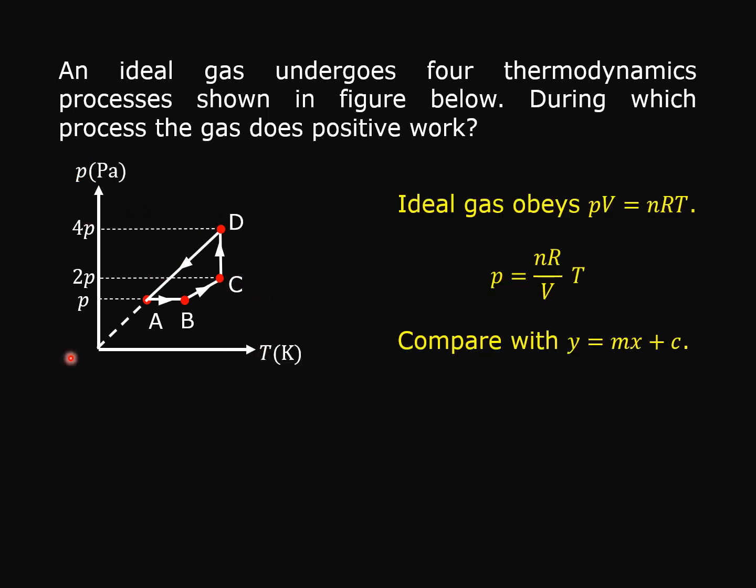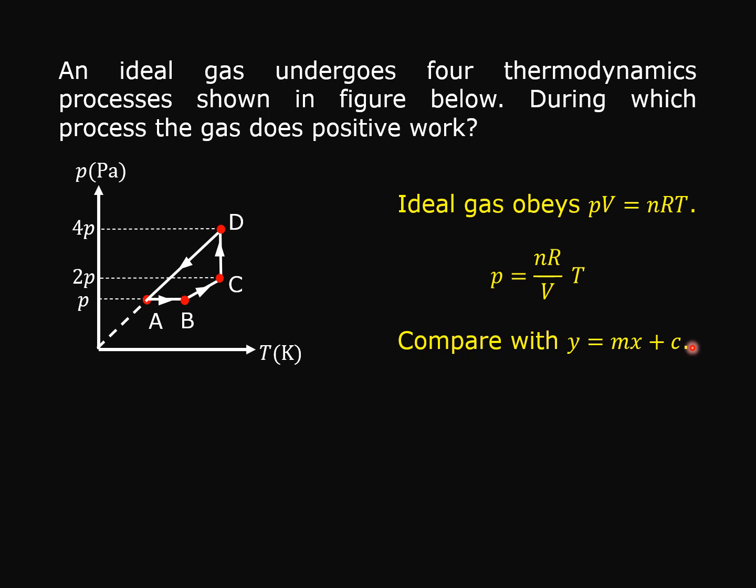To deduce the information about the volume change of the gas from this P versus T graph, we can apply the ideal gas law, PV = nRT. If we make P the subject, we get P = (nR/V) T, and we apply this to the graph of P versus T. Comparing with the equation of a straight line, y = mx + c, the y is the pressure P and the x is the temperature T. So nR/V is equal to the gradient of the graph, and the intercept c is equal to 0.